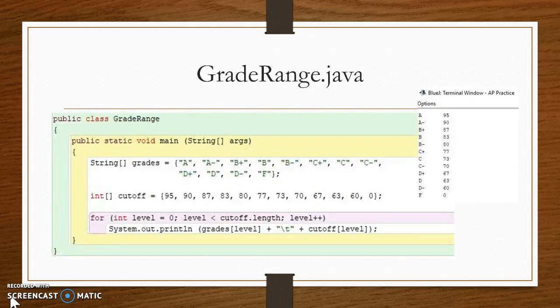The grade range program creates an array of string objects called grades, which stores the possible grades and their numeric lowest value and then prints them. For example, the lowest grade you can have to get an A is 95. Sometimes two arrays with corresponding elements, like this, are called parallel arrays. Parallel arrays can be tricky because they can get out of sync with each other.